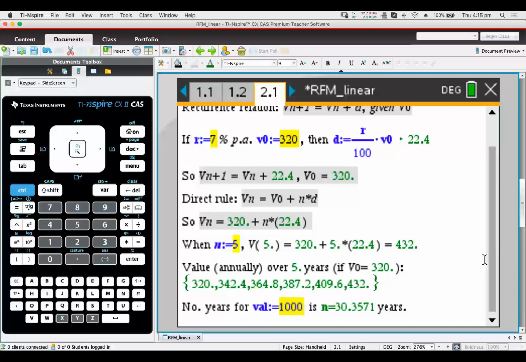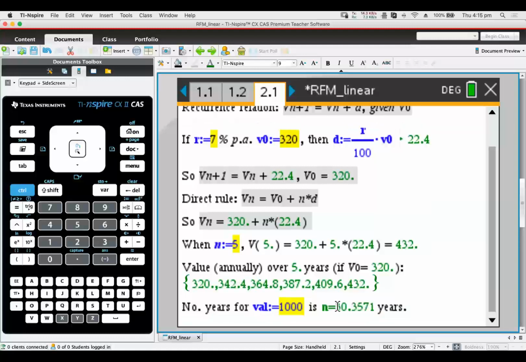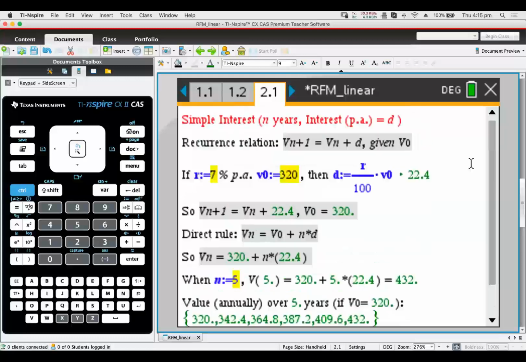And finally, there's a calculation there, similar to the one on the previous page, for answering those SAC exam questions that say, how many years would it take for that investment to grow to $1,000? I'll just click on it so you can see. It should be no surprise, it's basically the same formula as the previous page. Okay, so that's the idea of using a notes page just for simple interest.